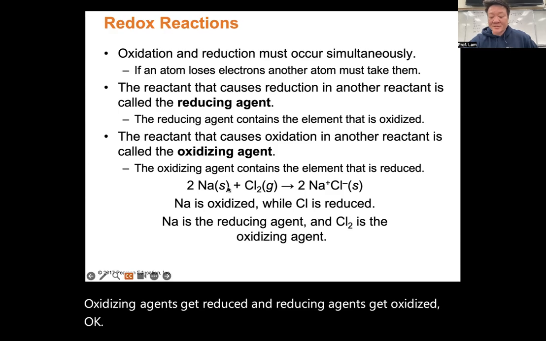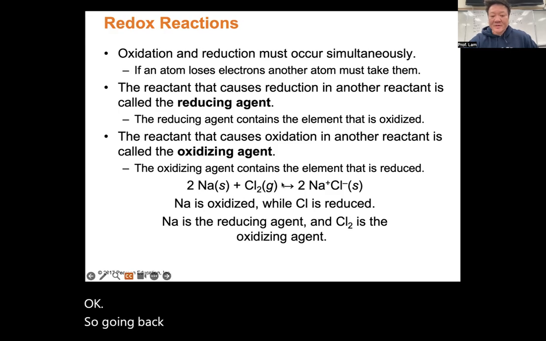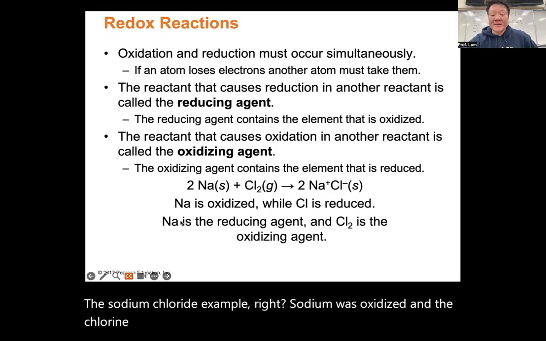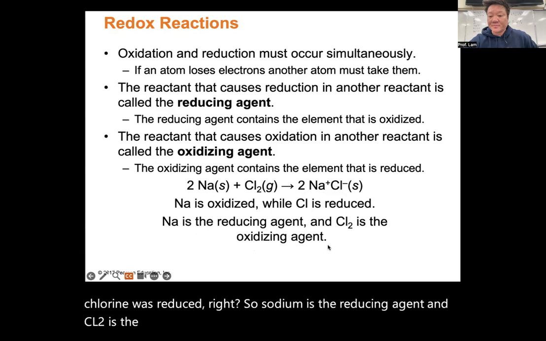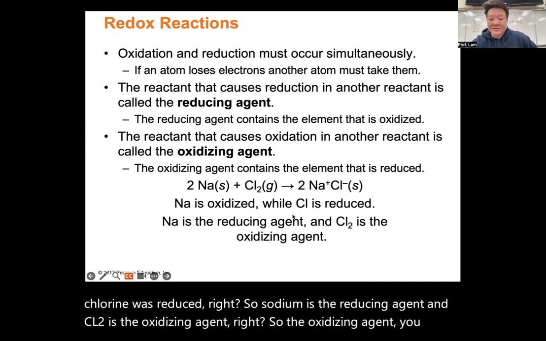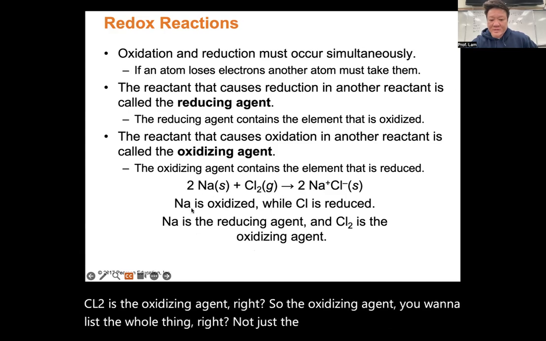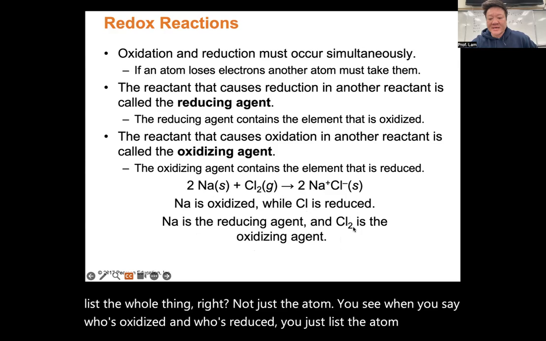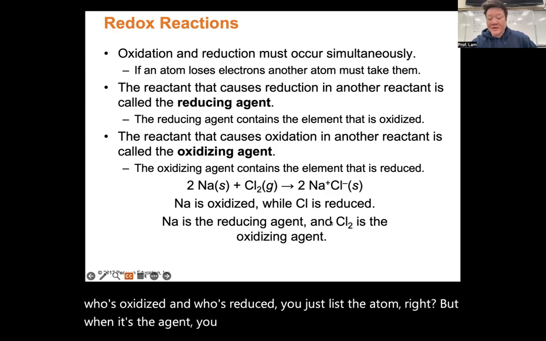So going back to the sodium chloride example, sodium was oxidized and the chlorine was reduced, right? So sodium is the reducing agent and Cl2 is the oxidizing agent. For the agent, you want to list the whole thing, not just the atom. When you say who's oxidized and who's reduced, you just list the atom, but when it's the agent, you list the whole thing.